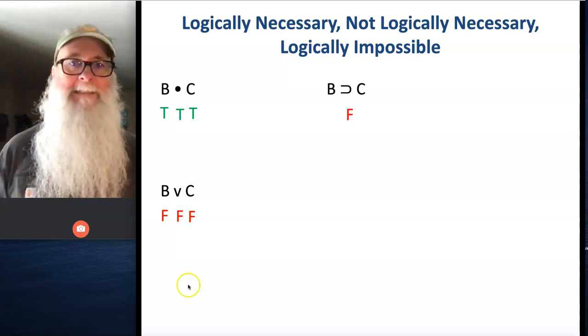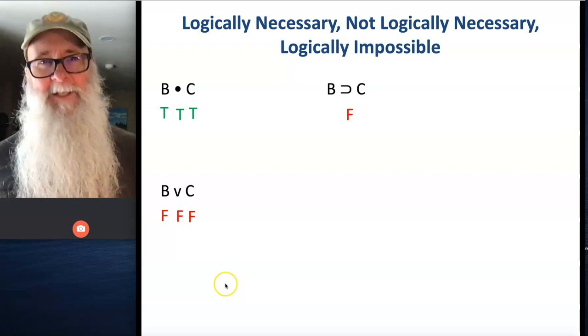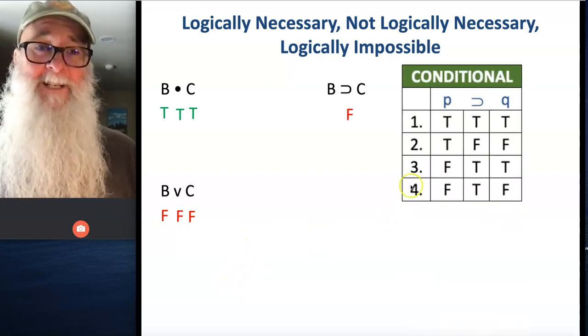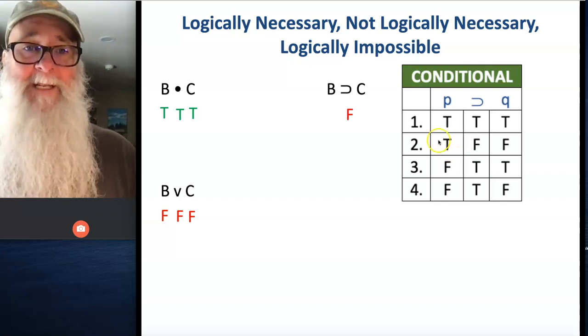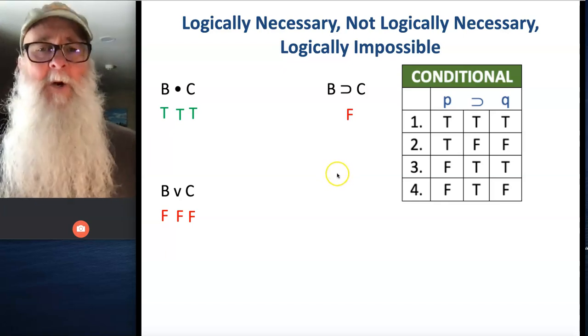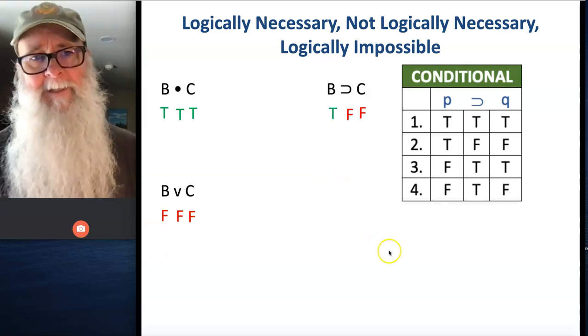Now what about a statement like this? B horseshoe C. And I'm telling you that horseshoe has a truth value of false. Then you're going to say, okay, then that means that B has to be true and C has to be false, because a horseshoe is false only when what appears on the left-hand side is true and what appears on the right-hand side is false.